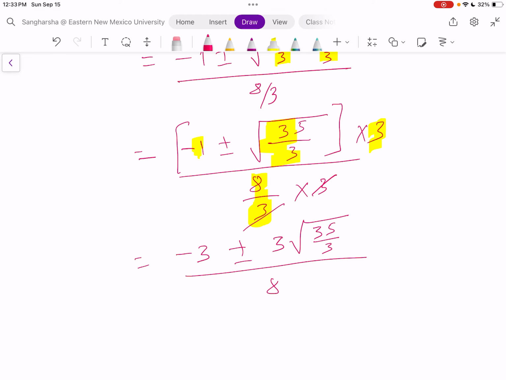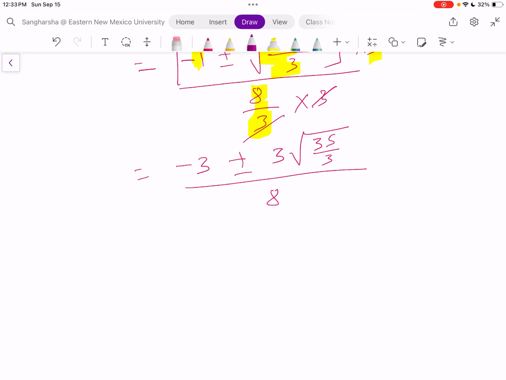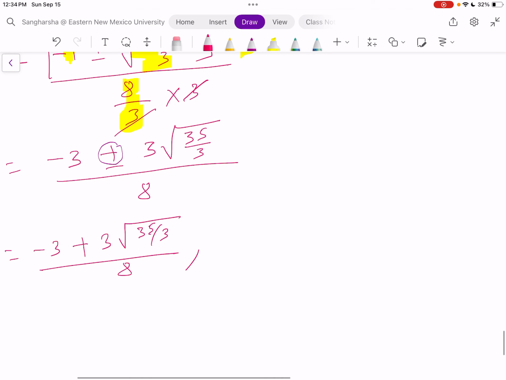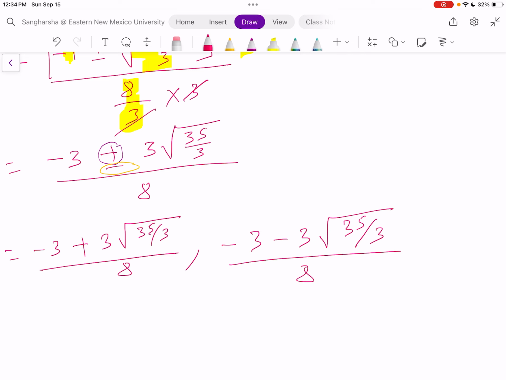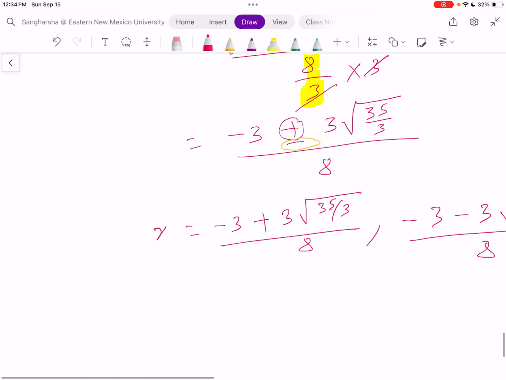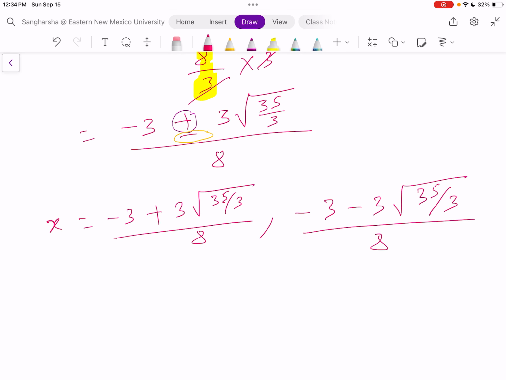The 3s cancel, and we are left with 8. Now we take the positive sign. If you take the positive sign, we get negative 3 plus 3 times the square root of 35 over 3, all over 8. This is one solution. Now you take the negative and we end up getting negative 3 minus 3 times the square root of 35 over 3, divided by positive 8, and these two are the solutions for this equation. Now you can simplify here, but you can just leave it as is. You don't need to have your answer in decimal, so this can be your final answer.